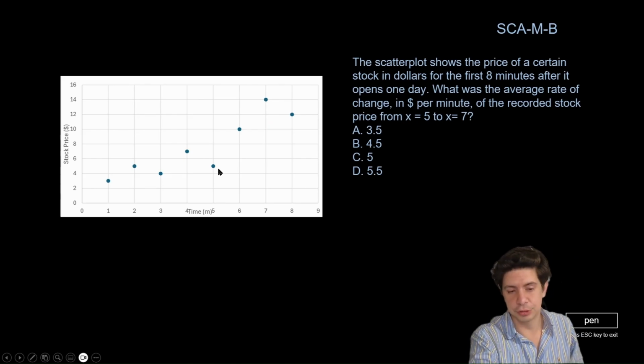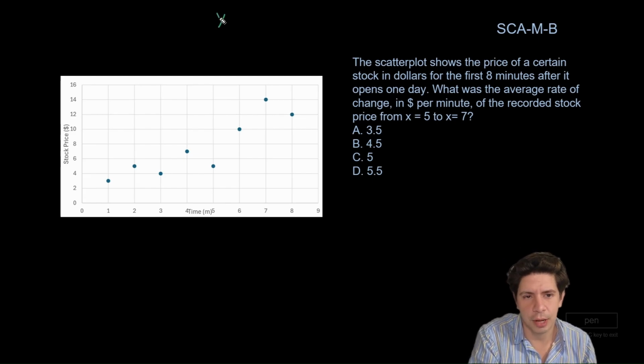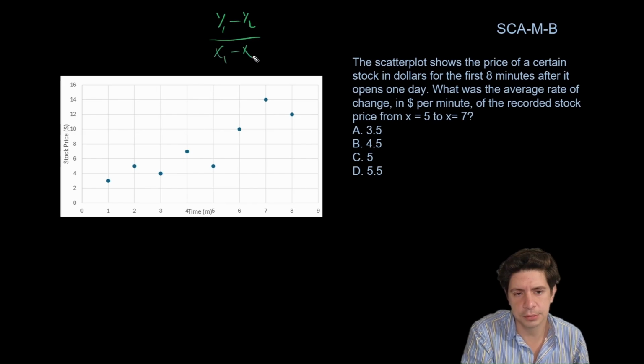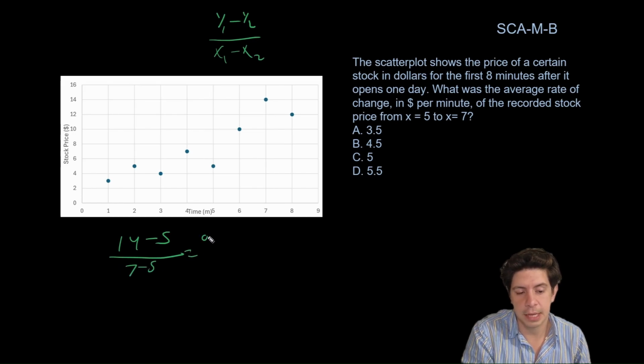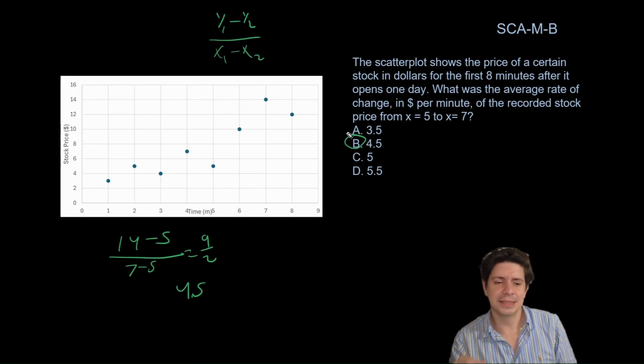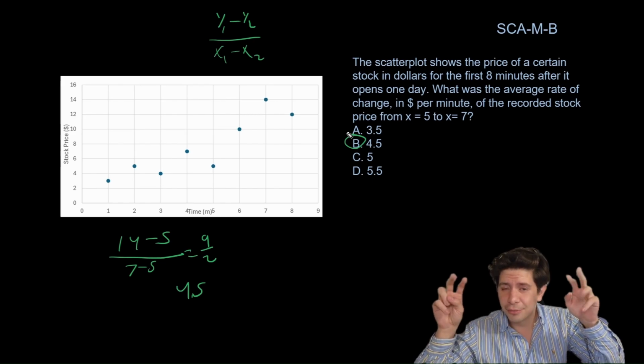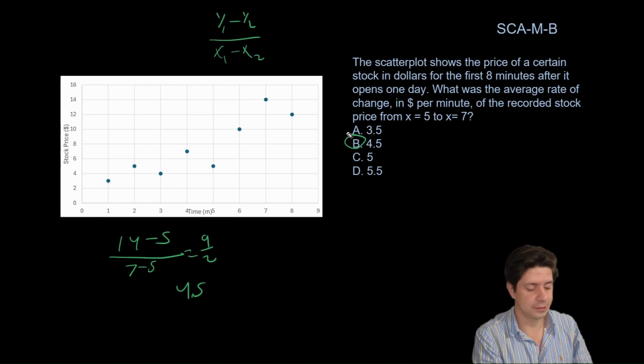So now we do the slope equation. We would do y1 minus y2 over x1 minus x2. And on top, we're going to do 14 minus 5 over 7 minus 5. We'll get 9 over 2. That'll give us 4.5. We'll get B as in boy. Okay? Easy peasy. It's just about plugging in the points. There's nothing more complicated about that. It's called medium, but I think if you work on it, it should be easy for you.